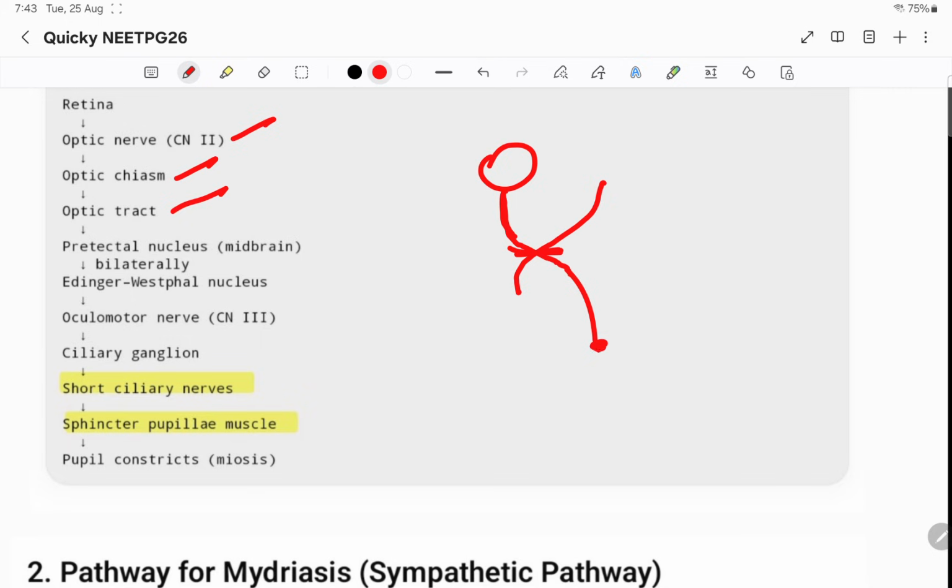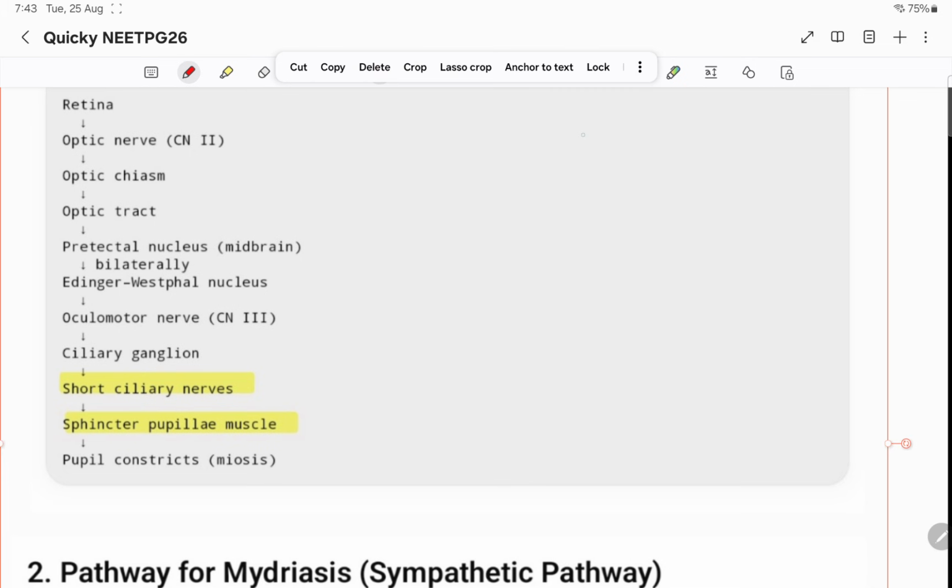Then what happens is, from the Edinger-Westphal nucleus there comes a nerve called the oculomotor nerve, which carries the signals to the ciliary ganglion. Here the ciliary ganglion will be there. From there it will supply the sphincter pupillae muscle, and the pupil might constrict. This is with respect to constriction of the pupil.